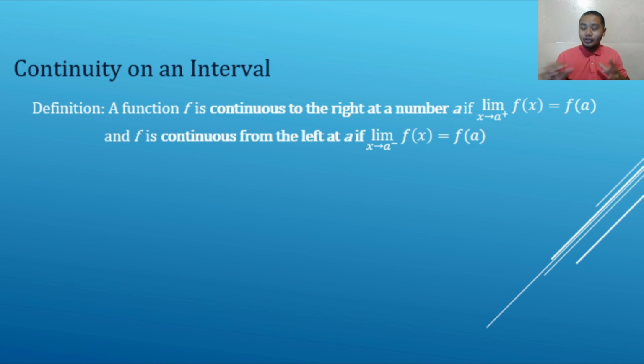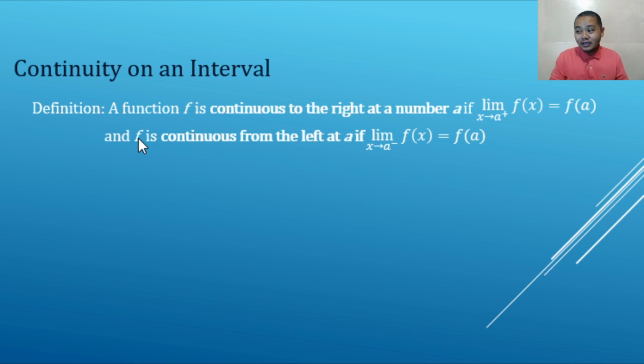Ibig sabihin lang nito, yung limit ng function natin as x approaches to the right of a, magiging continuous lang siya kapag yun ay equal sa f of a. Okay, so again, continuous to the right at a number a, kung saan yung limit ng f of x as x approaches to the right of a must be equal to f of a. So, kumbaga, wala namang pinagkaiba dun sa unang definition ng continuity on a certain point. Parehas lang sila. So, again, nag-exist yung first condition. Ito yung first condition. Ito yung second condition. And then yung third condition, kailangan equal.